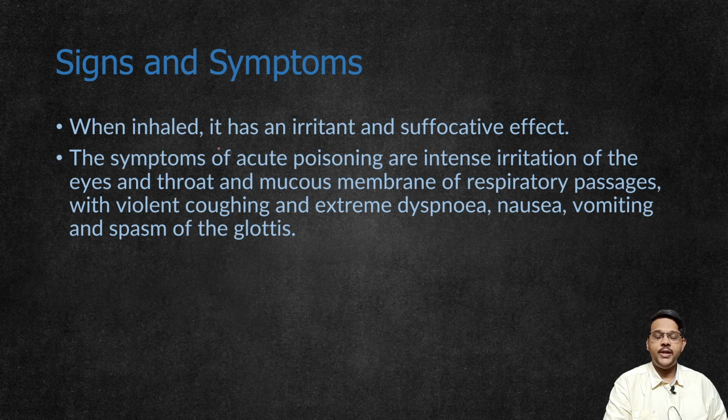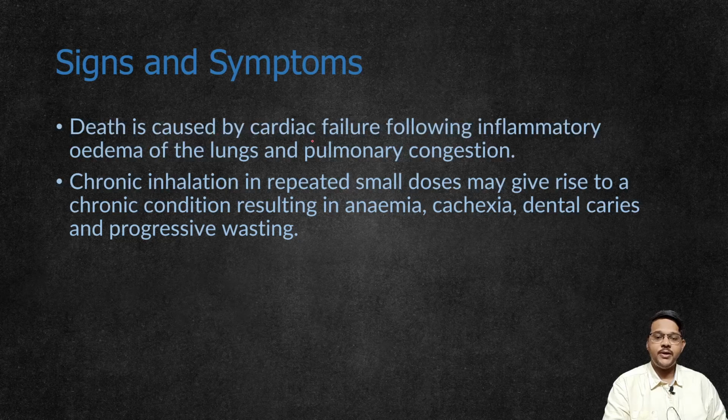Signs and symptoms: when inhaled, it has an irritant and suffocating effect. The symptoms of acute poisoning are intense irritation of the eyes, throat, and mucous membranes of respiratory passages, with violent coughing, extreme dyspnea, nausea, vomiting, and spasm of the glottis. Mainly, inhalation of chlorine gas leads to respiratory symptoms. Chlorine is also available as a cleaning agent, sodium hypochlorite, in households, which can be misused or accidentally consumed by children. Death is caused by cardiac failure following inflammatory edema of lungs and pulmonary congestion.